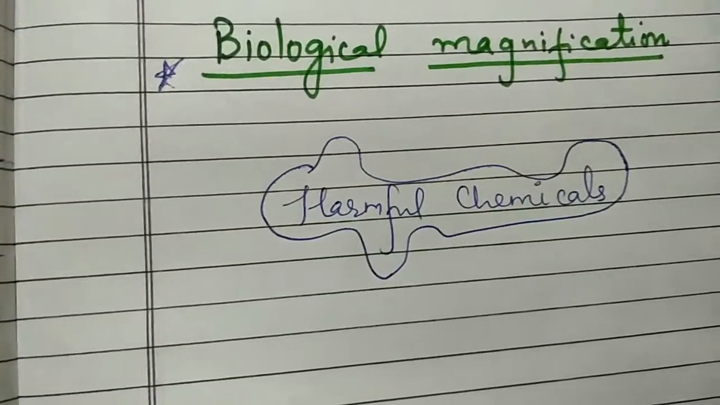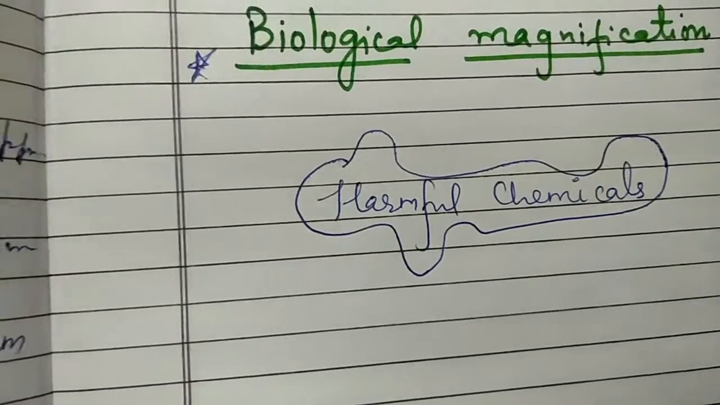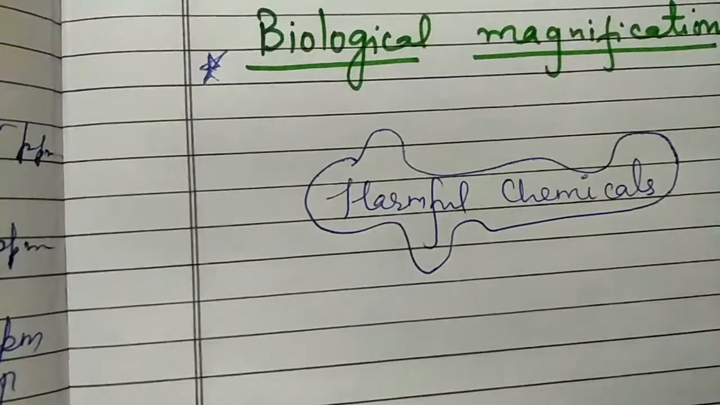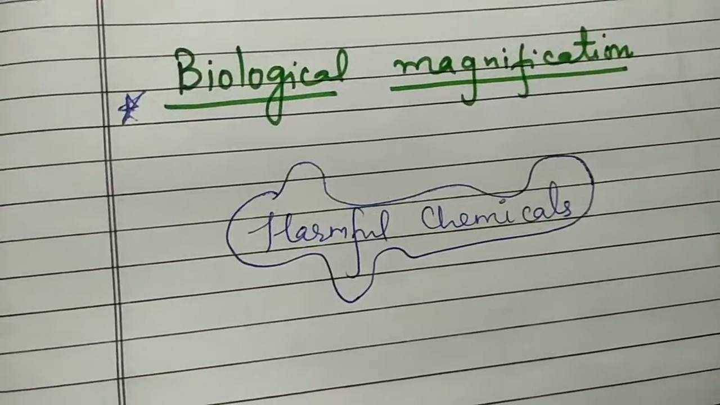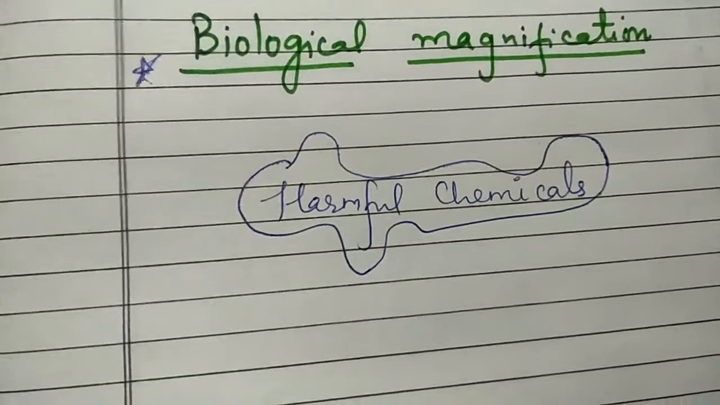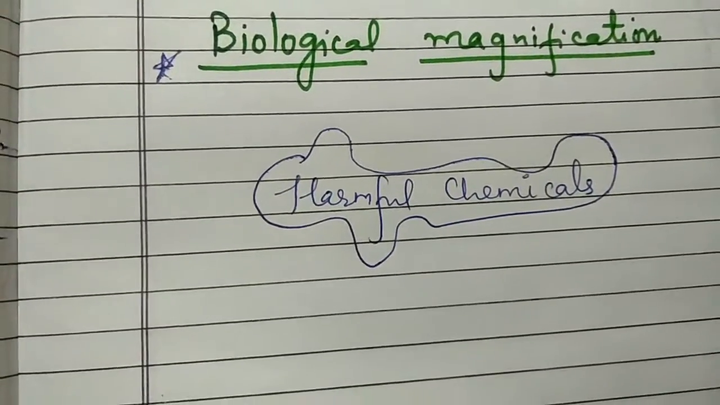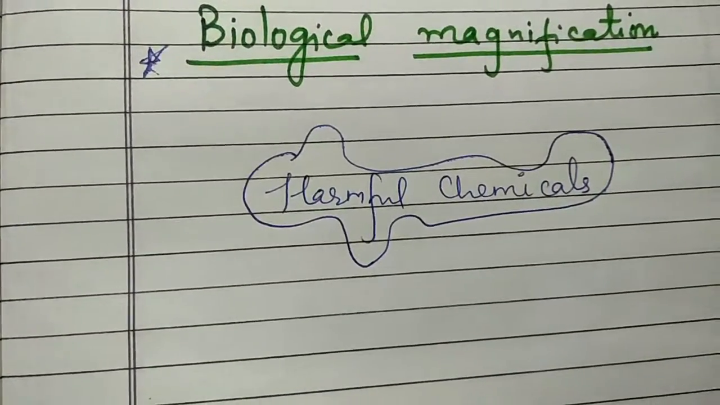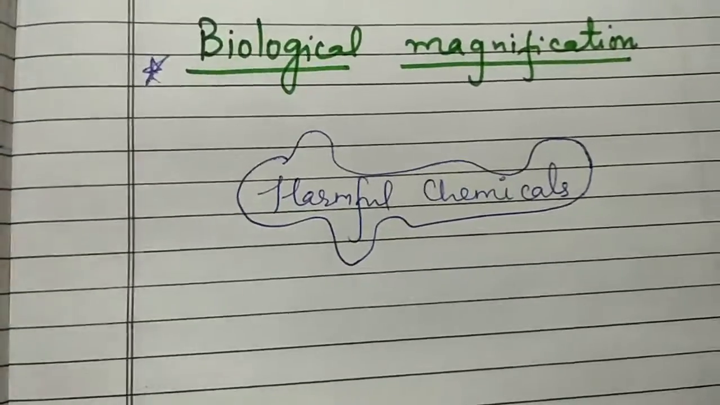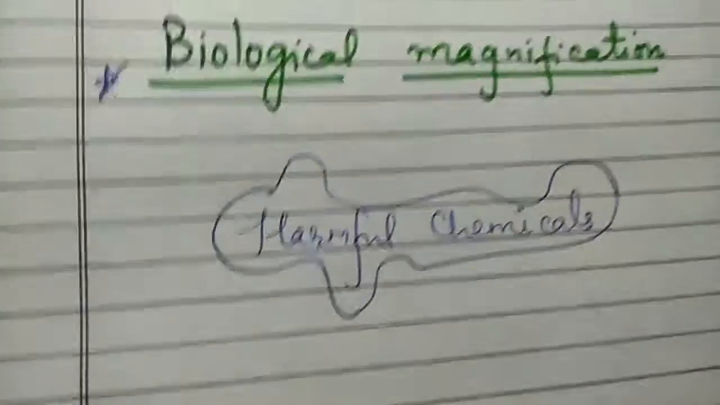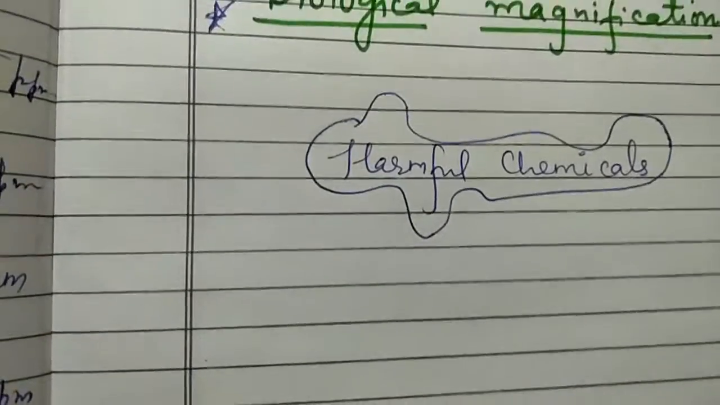See, what is happening during biological magnification? It is a process. See, in this process what happens? Any non-degradable chemical, whenever it enters a food chain, its toxicity goes on increasing from one trophic level to another. It's a bit tough to understand. Let me make you understand this concept simply.